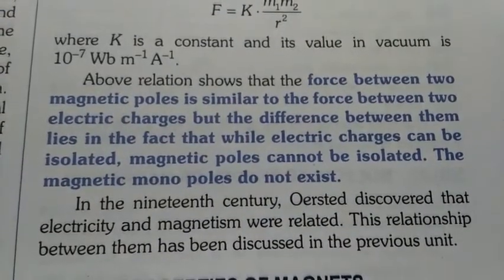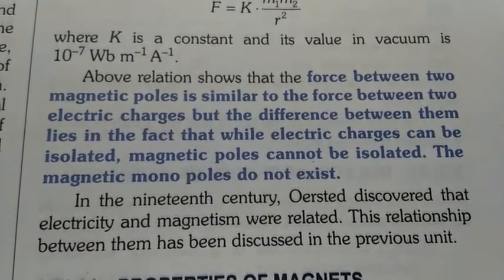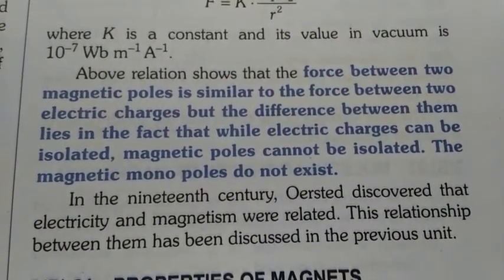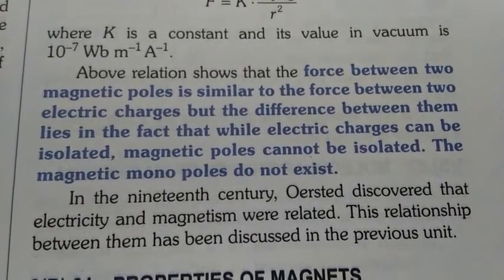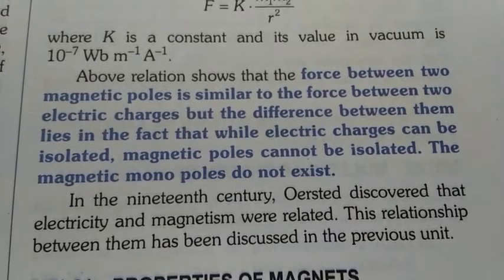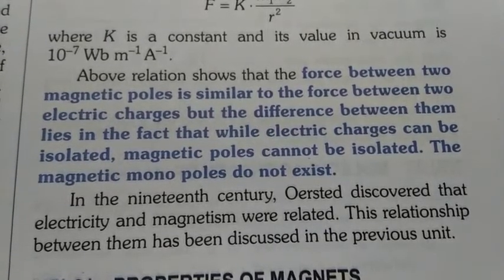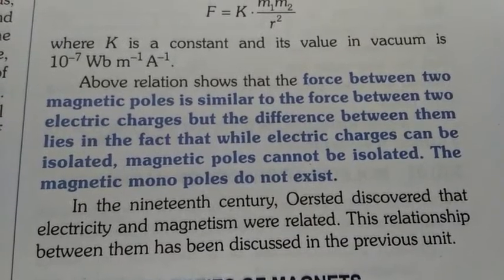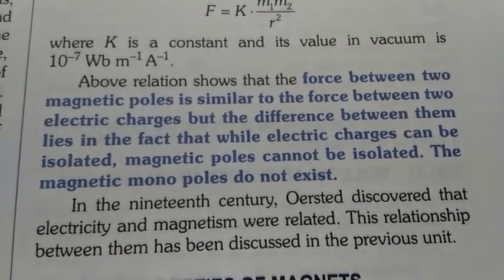Then the force between two magnetic poles is similar to the force between two electric charges. But the difference between them lies in the fact that while electric charges can be isolated, magnetic poles cannot be isolated. The magnetic monopoles do not exist.